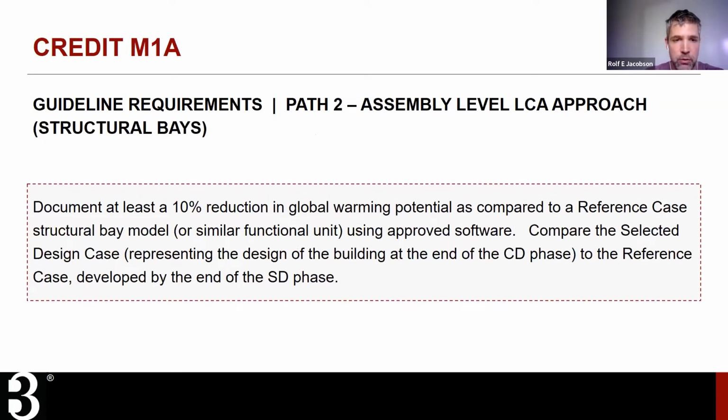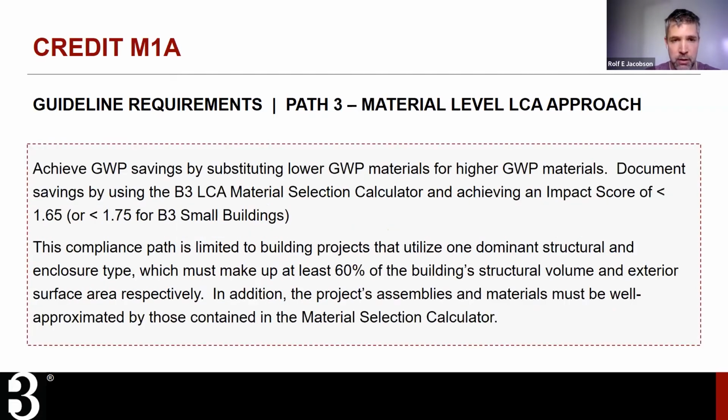With path 2, you're also asked to document a 10% reduction in embodied global warming potential. Again, we have to have a reference case to compare that with. That reference case might represent your standard envelope, your standard collection of envelope assemblies, the roof, the wall, and the foundation systems, that you're comparing to your design, your low GWP case.